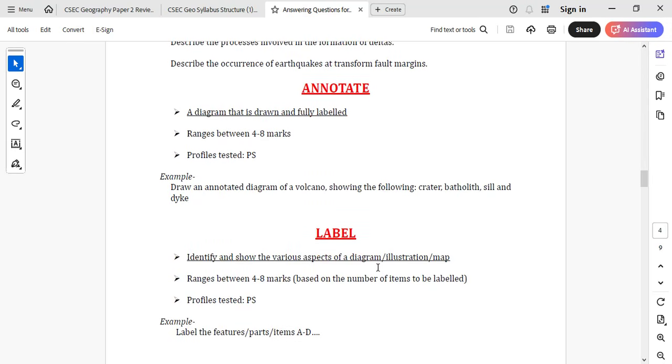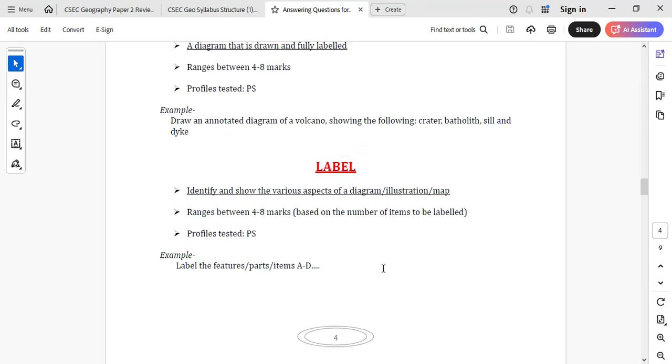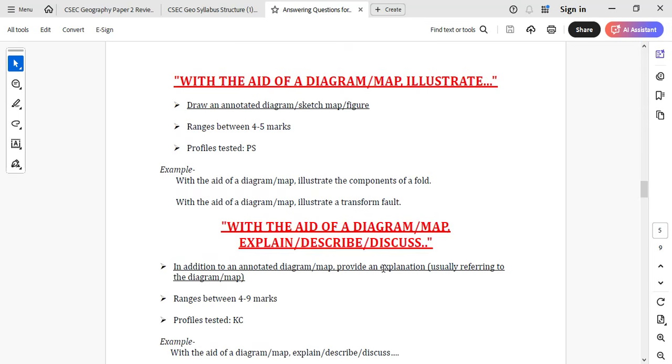If you're asked to label, they may have lines pointing to the features, and you identify what the different features are. If you're asked, with the aid of a diagram, to illustrate, you are using a diagram to show the main features of something. You're not explaining anything, you're not writing anything. So if they ask you to draw a diagram to illustrate a transform boundary, you draw the two plates, you show the arrows, you will probably label one plate A and the other plate B, and you show the direction, and probably show in the middle that the plates slide past each other. So I know that's illustrating.